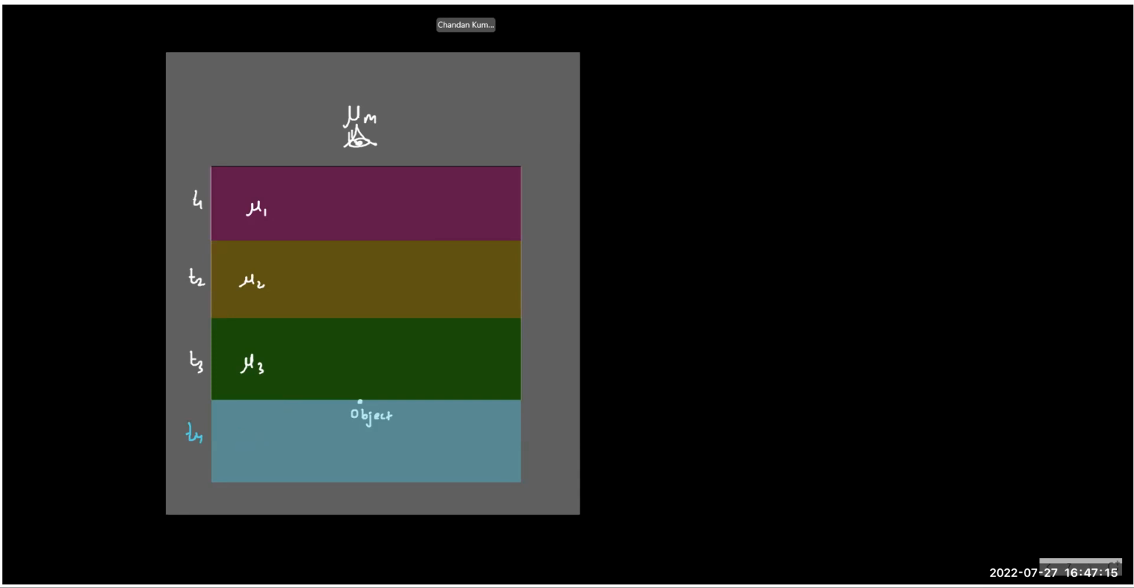Will T4 matter for the object and the observer? So no, because the light ray will never cross medium number 4 while going towards the observer. So what really matters is which slab comes in the path of the light ray when the light ray is going from the object towards the observer. Anything which is not part of it is of no use. You can just discard it.